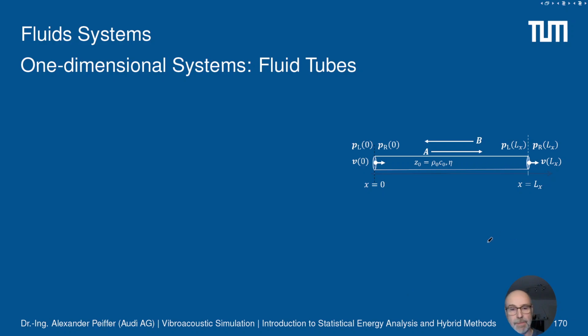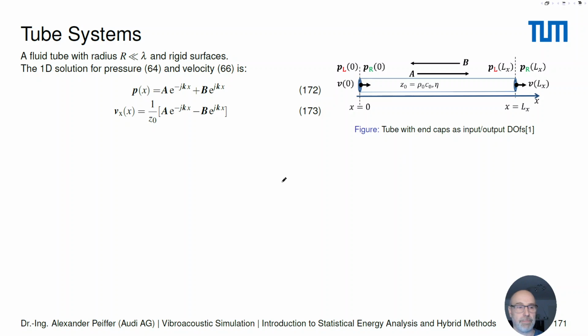Good. As mentioned, we start with a very simple one. It will be just a fluid tube. So a very thin air layer of fluid, which is characterized by the impedance, which consists of the density of the fluid and the speed of sound, and the damping loss factor.